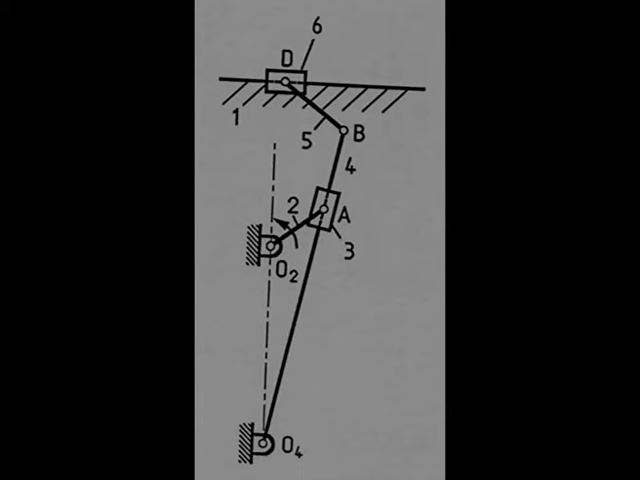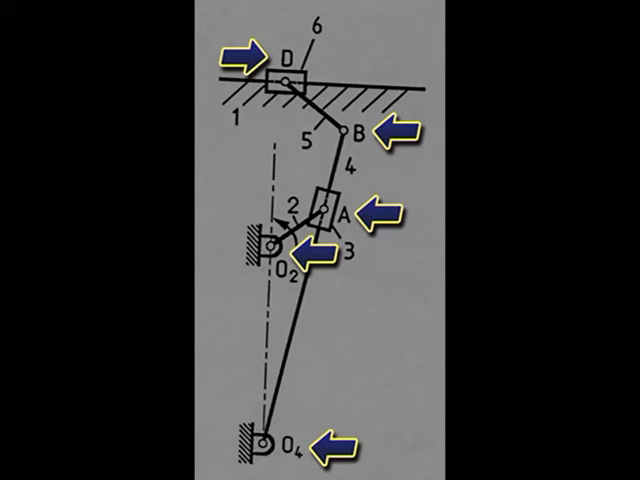So, we have a 6 link mechanism with a revolute pair at O2, revolute pair at O4, revolute pair at A, revolute pair at B, revolute pair at D, and there are 2 prismatic pairs, one between 1 and 6 in this horizontal direction, and there is a prismatic pair between link 3 and 4 along the slotted lever.